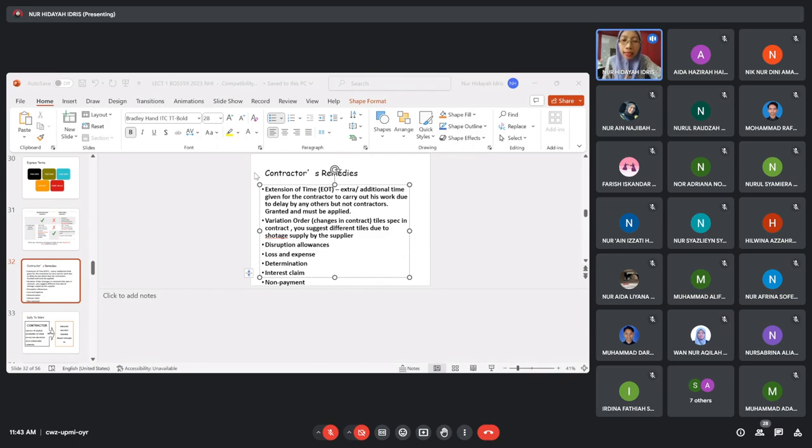Alright, remember, EOT must be applied and only after that is it granted. Meaning if you don't apply, you don't get it; you cannot assume that you will get extension of time. Sometimes you apply for 90 days, sometimes you are given only 45 days. So that's why you must apply for a number of days, and the number of days approved or granted will extend from 31 December 2024 plus 45 days. After that, if delayed, we will charge liquidated ascertained damages, LAD.